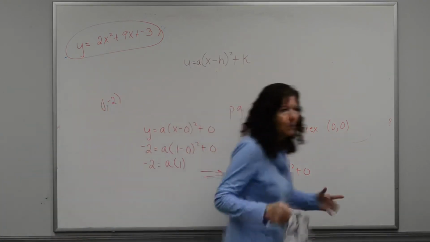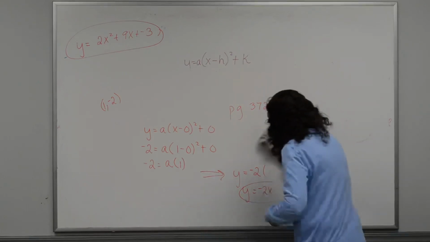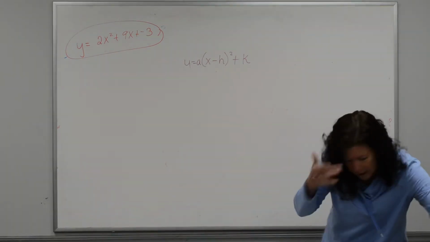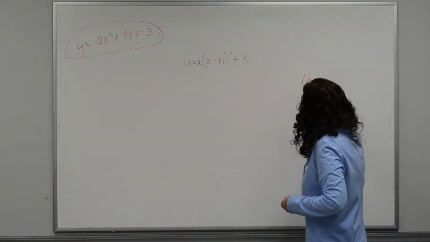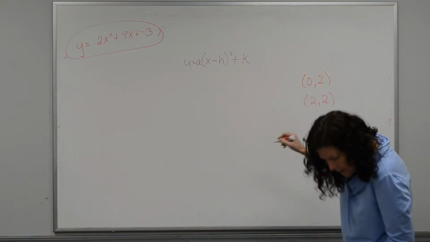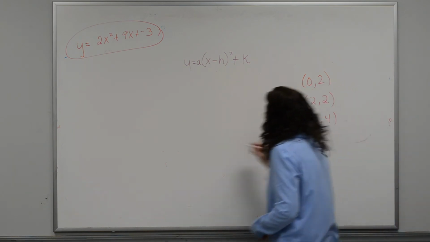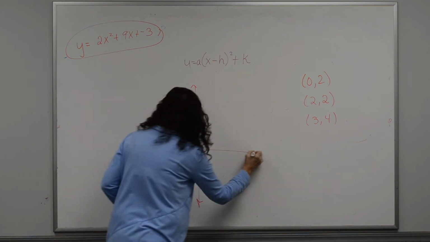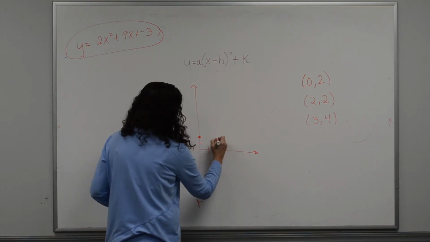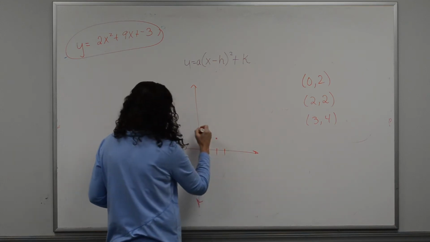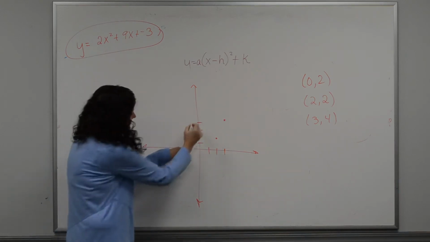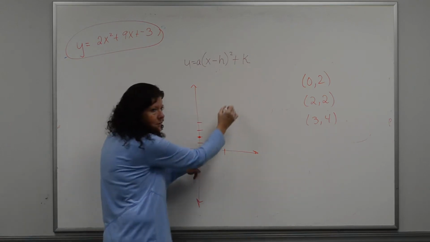Now, here's one that you don't have the picture for, but it's worth it to look at it, to graph it out. Let me show you. Okay, let's say you've got 0, 2, 2, 2, and 3, 4. All right, 0, 2 is right here. 1, 2. 2, 2 would be right here. And then 3, 4 would be right there. Now, looks to me like it's between those two, right?